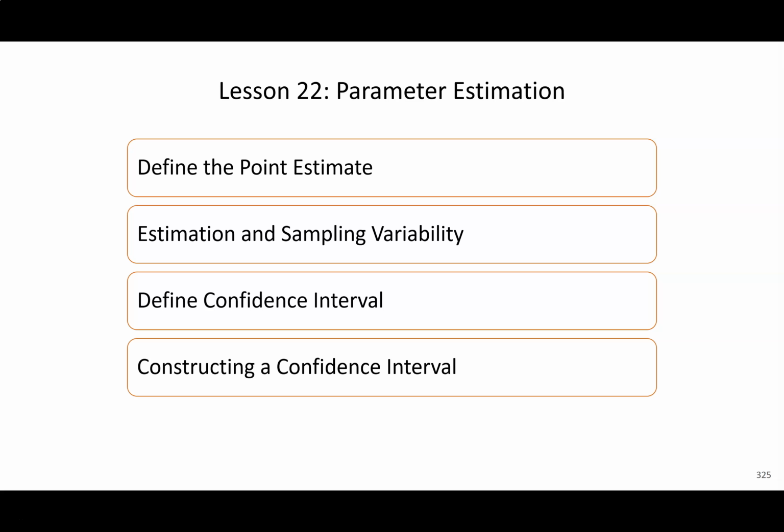Welcome to lesson 22. So we're going to talk about parameter estimation. What that means is a lot of times in a population there is a value that we're interested in, maybe a mean or a proportion for that population, and we like to try to estimate it using sample data. So we're going to define the point estimate, we're going to talk a little about variability, and just briefly introduce the confidence interval, although we'll talk a lot more about confidence intervals with examples in lesson 23.